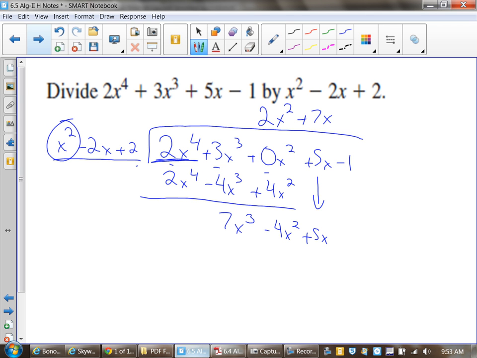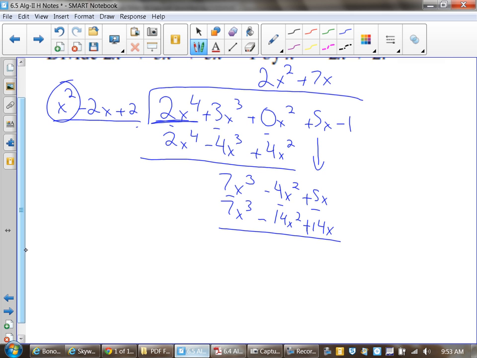So I have 7x cubed minus 14x squared plus 14x. Again, subtract all three of them. Negative 4 minus negative 14 is positive 10. I have 10x squared. 5 minus 14 is negative 9. And now I bring down the negative 1.